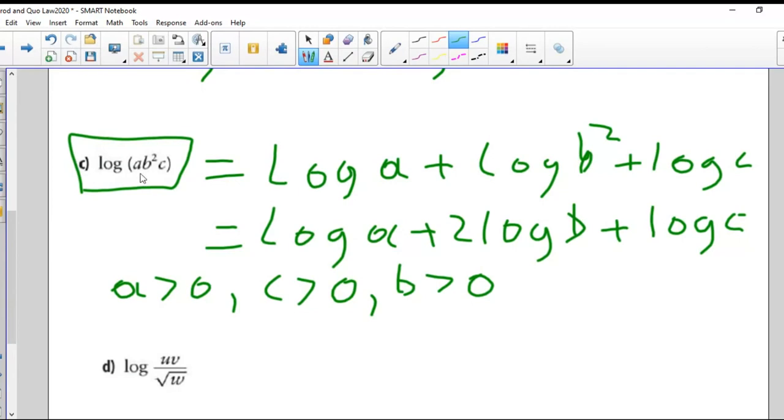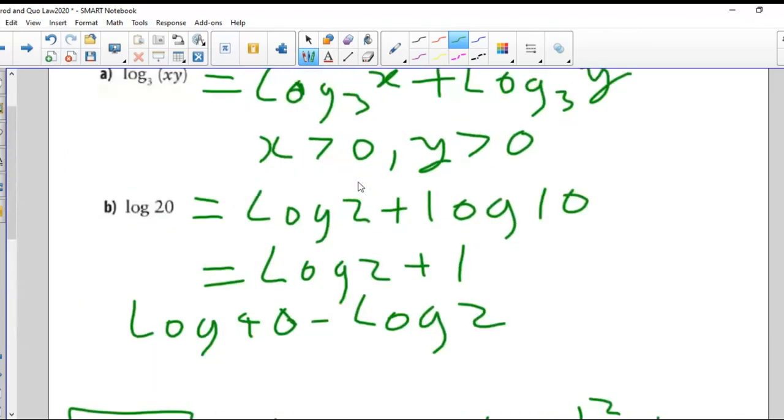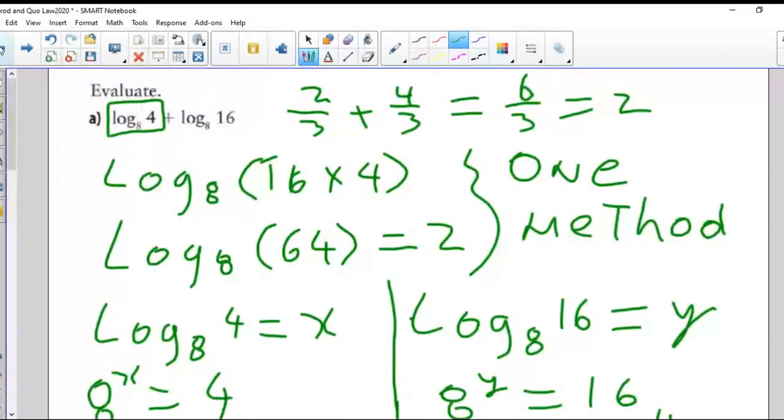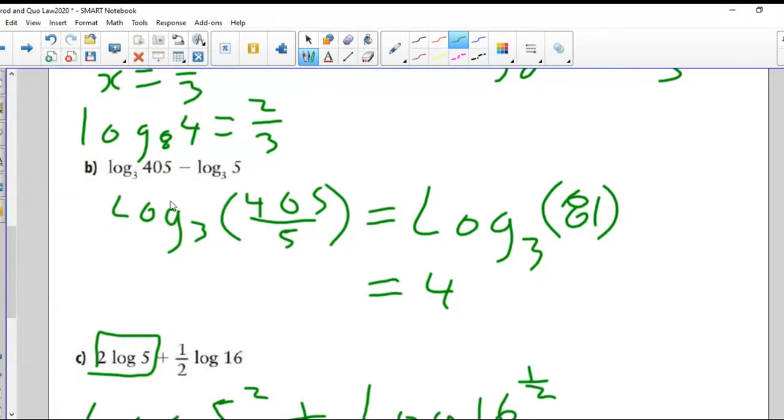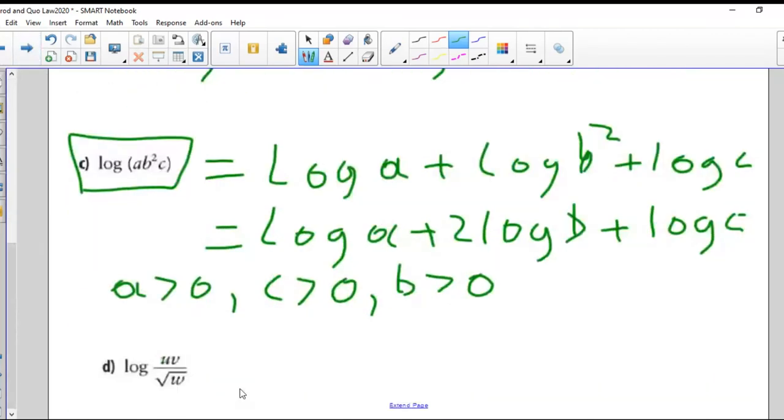The log of A times B squared times C, because of the product law, is the log of A plus, because you're multiplying, the log of B squared plus the log of C. Okay? Let me take you back to a question we did for division, when it was the log of 4 or 5 minus the log of this, we could make it a quotient, right? So we could change that difference into a quotient.